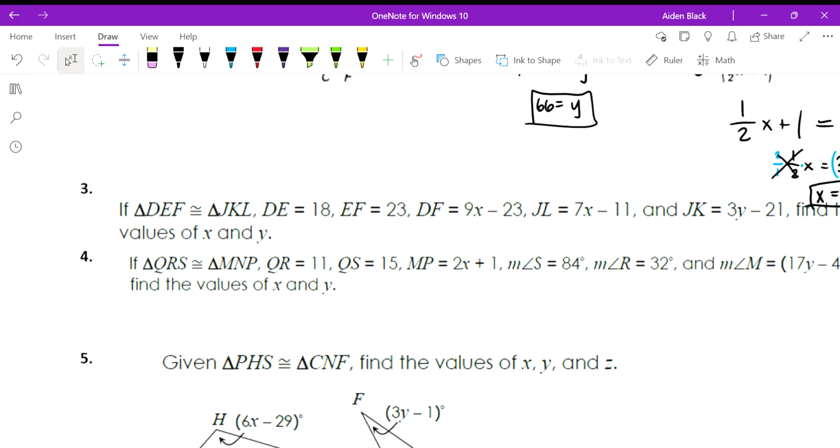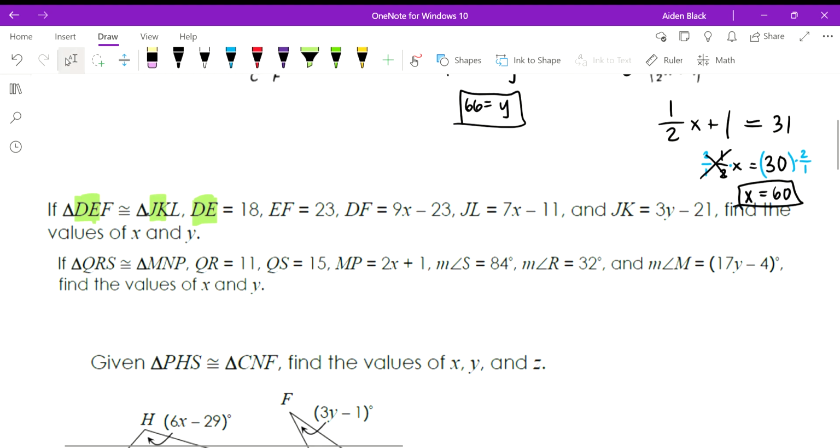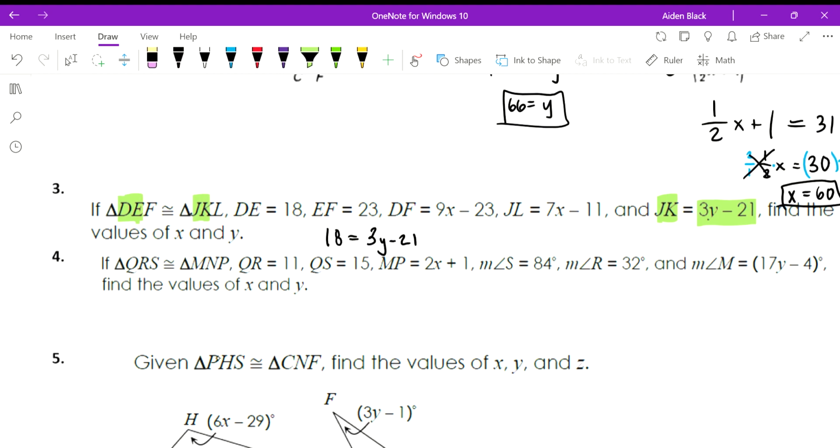Okay. So I notice, let's see, DE. DE is 18. DE is the first 2 letters of the first triangle. So I'm going to look at the first 2 letters of the second triangle and see here, somewhere does it say JK. Oh, right here. So we know that 3y minus 21 is the same as 18. So right there you can write the equation. Again, you make this statement, you write this equation, so to speak, then you get half the points. You're halfway there.